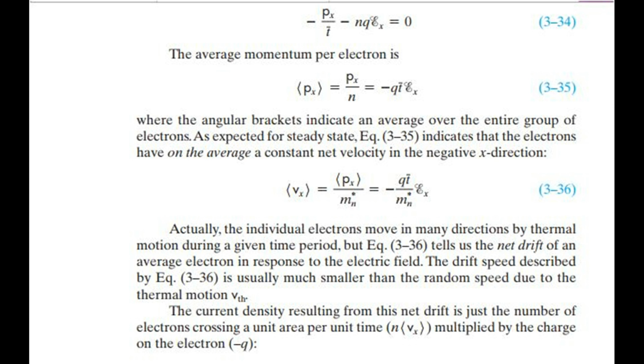Actually, the individual electrons move in many directions by thermal motion during a given time period, but Eq 3-36 tells us the net drift of an average electron in response to the electric field. The drift speed described by Eq 3-36 is usually much smaller than the random speed due to the thermal motion, vth. The current density resulting from this net drift is just the number of electrons crossing a unit area per unit time, n⟨vx⟩, multiplied by the charge on the electron, -q.